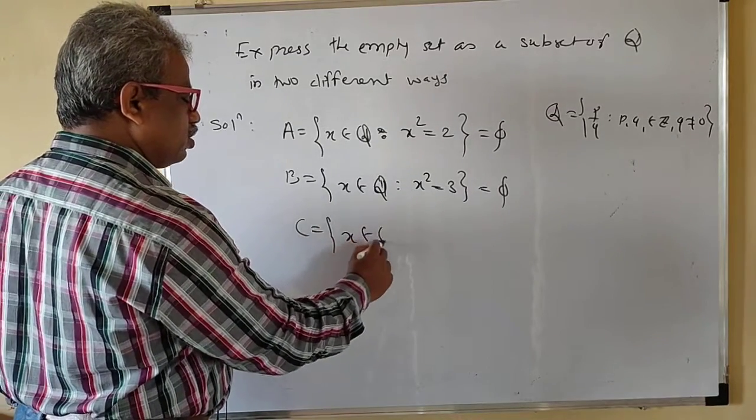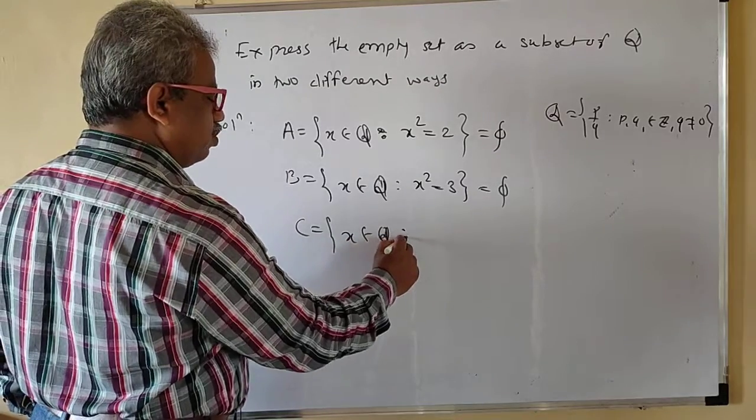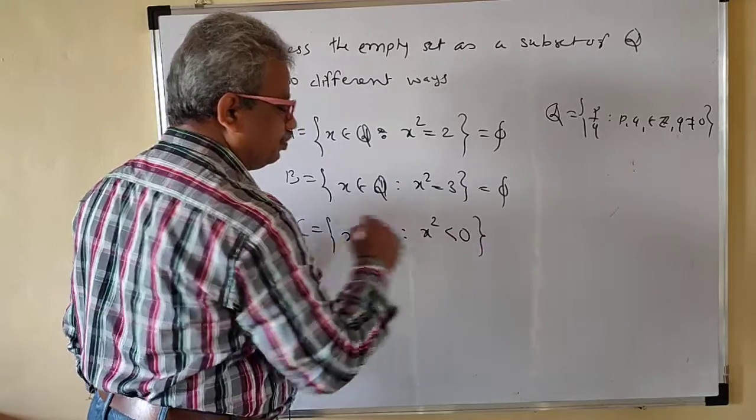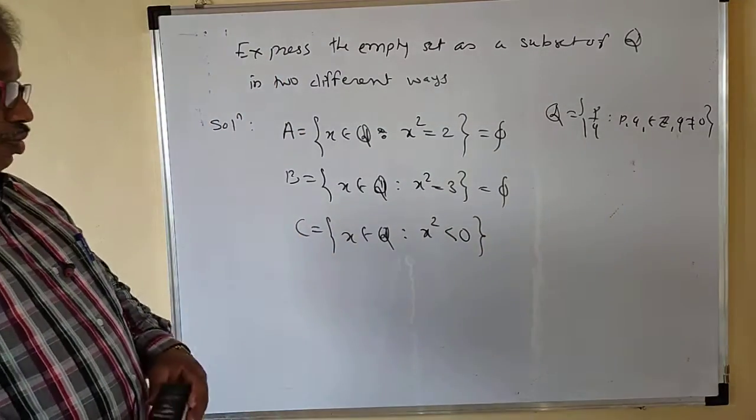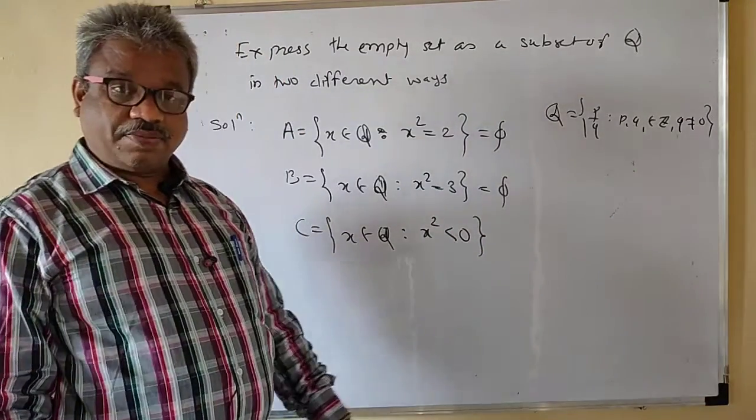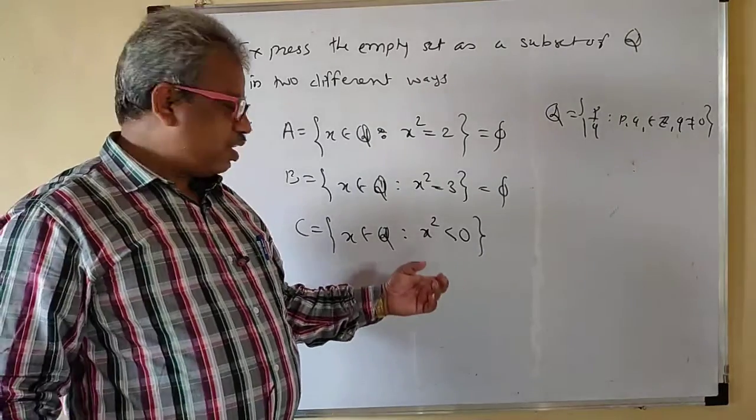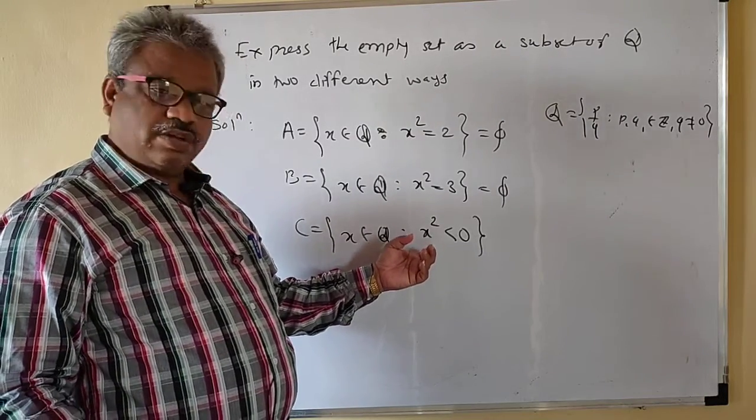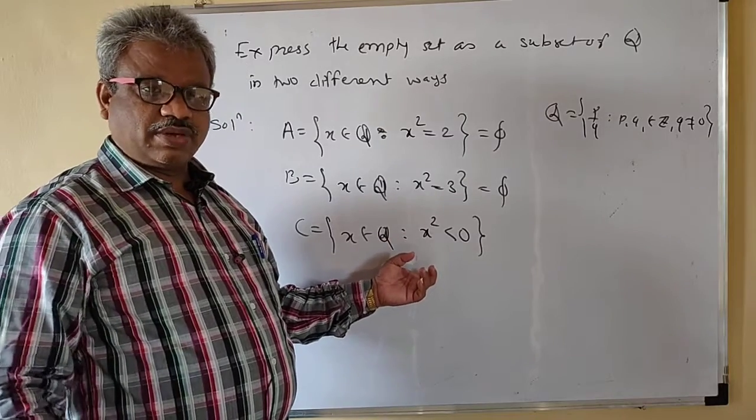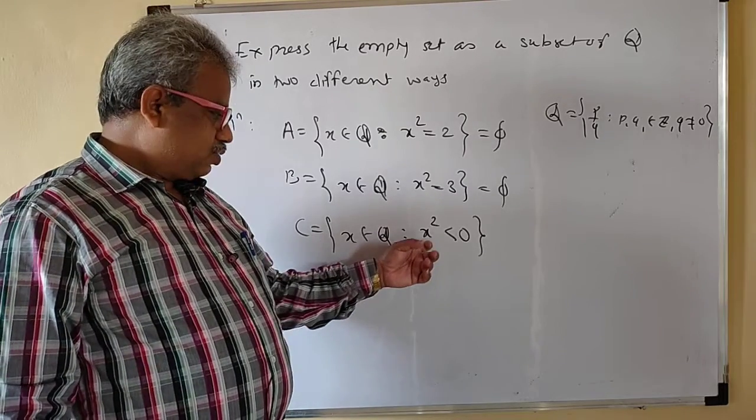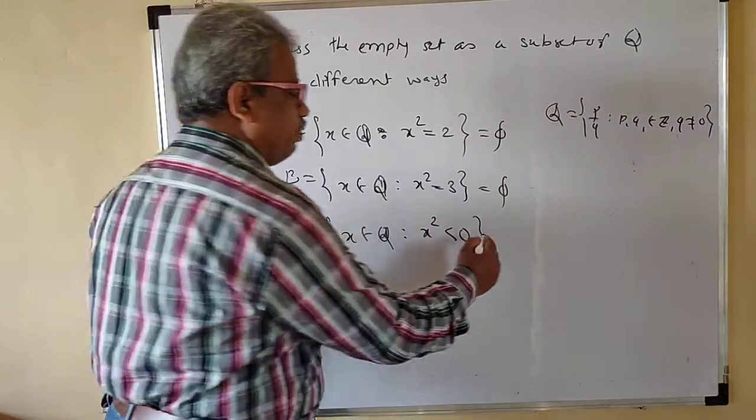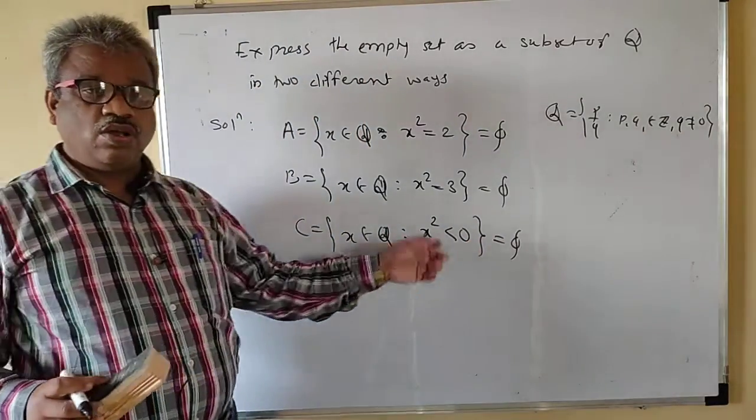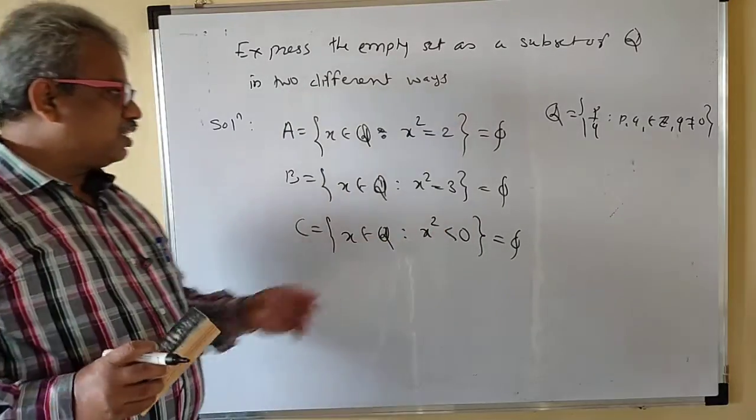So this is Q. x belongs to Q such that x square is less than 0. Now we know that the square of every real number is positive. So the square of every natural number, every integer, every rational number is positive, because rational numbers are also real numbers, right? So this set is also empty because there does not exist any rational number whose square is negative.